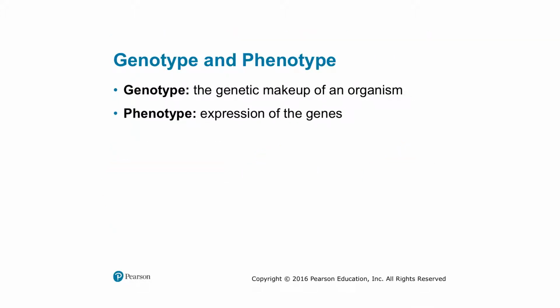So next we have these two terms, genotype and phenotype. And genotype is the genetic makeup of an organism, while the phenotype is the expression of the genes. And so the genotype is kind of like the blueprint, but the phenotype is kind of like what the actual house or building actually looks like.